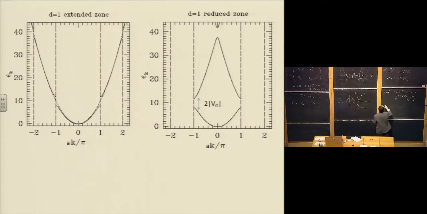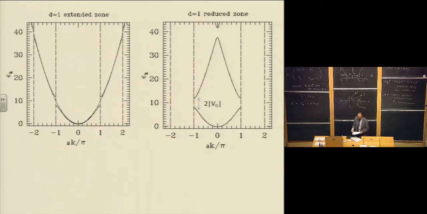Whereas in comparison, psi minus squared sees mostly negative V of x, because psi minus is large where V of x happens to be negative. And so it's pushed down. E minus is pushed down in energy.